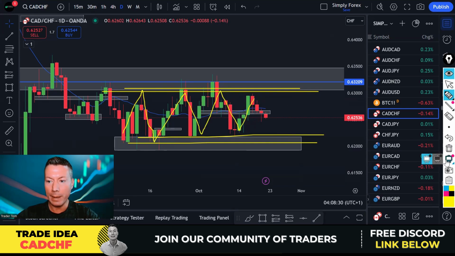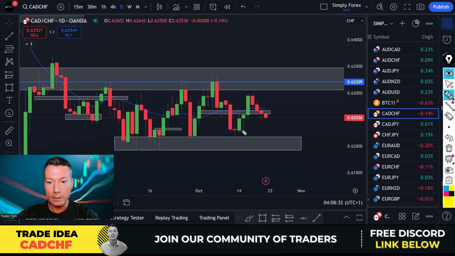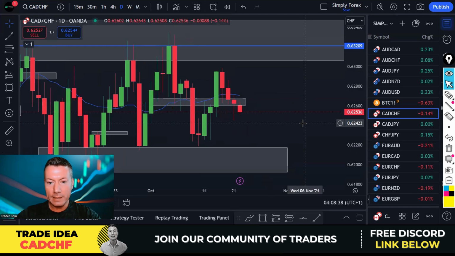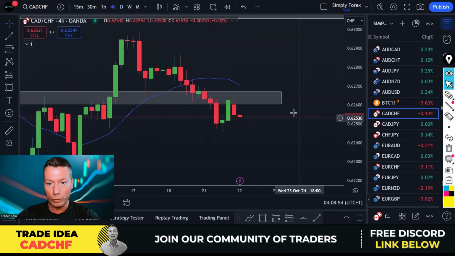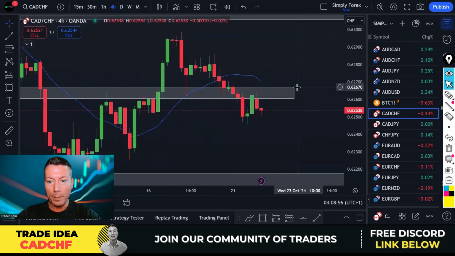Okay, so if you think about that, we can take trades from the bottom of the range back up to the top of the range. And yesterday's candle is giving me the confidence to do that. We had a nice bullish wick form yesterday, and it closed back into this area of support and resistance that we're interested in. If we drop down to the H4 now, what am I waiting for?